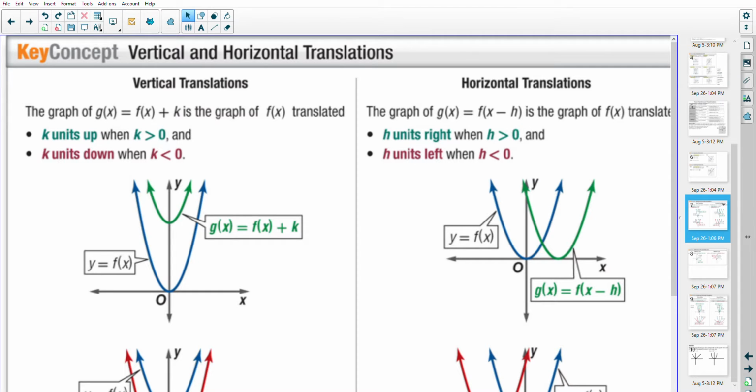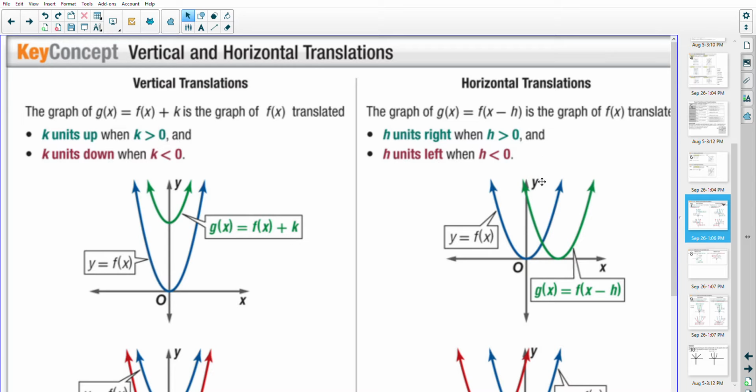Transforming the parent functions can be done in several ways. One way is vertical translation, which means you're basically moving it up or down. Adding a number to your f of x is going to move that graph up because your f of x is going to increase. Similarly, if you subtract the number, it's going to move it down.